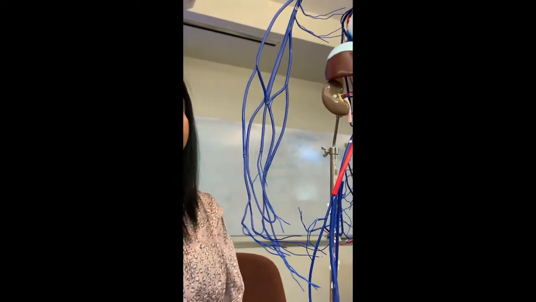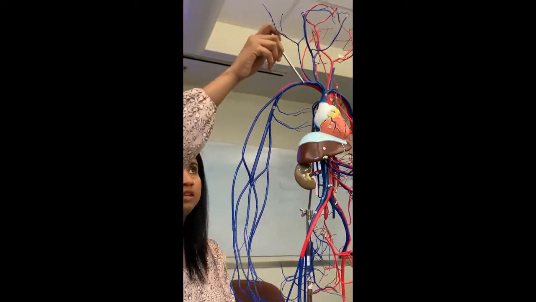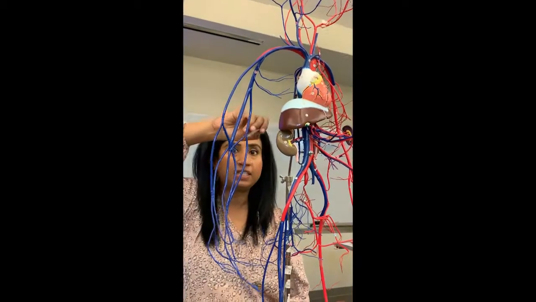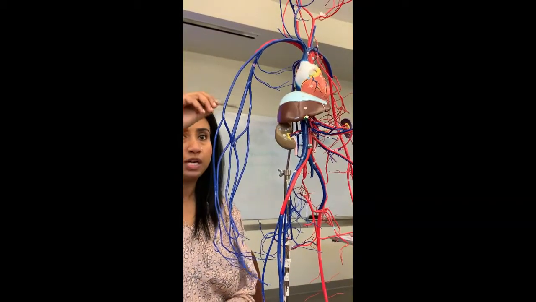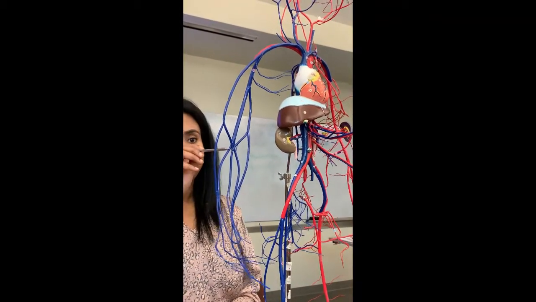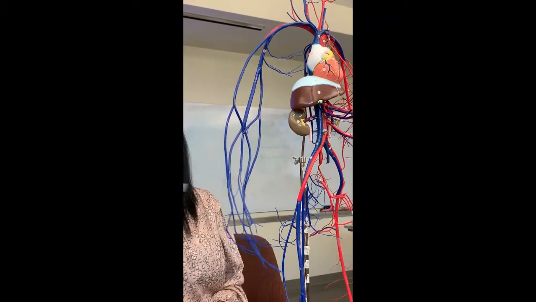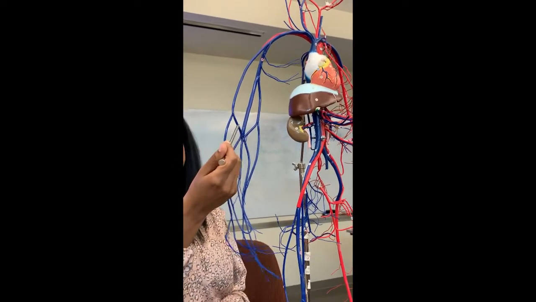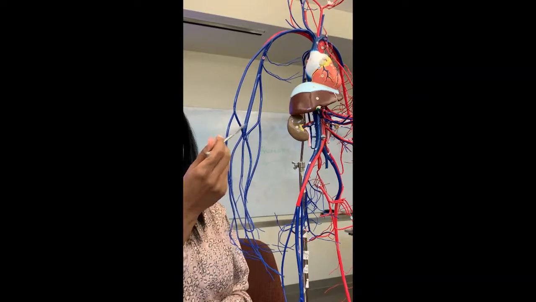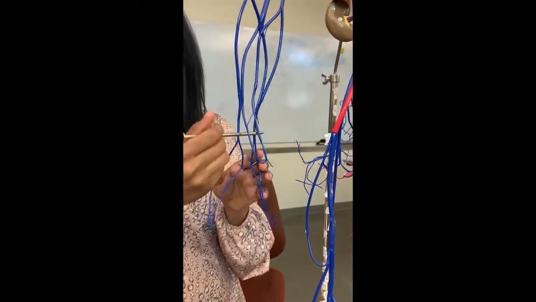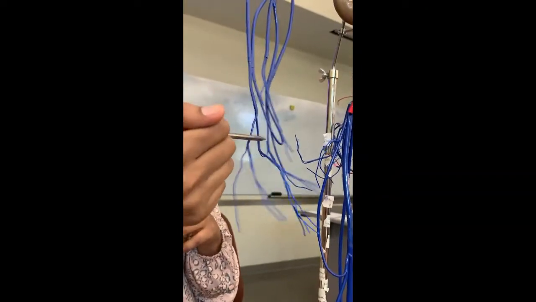Okay, so let me repeat. Subclavian, cephalic vein, basilic vein, brachial vein, radial vein, median vein, ulnar vein, anterior antecubital vein. Now this is the palmar venous arch. It's a venous arch in the palm, palmar venous arch.